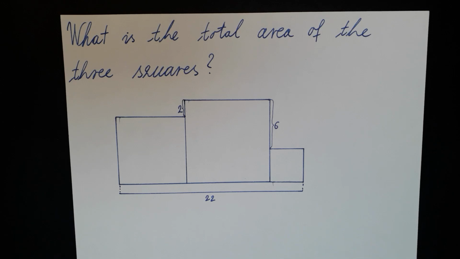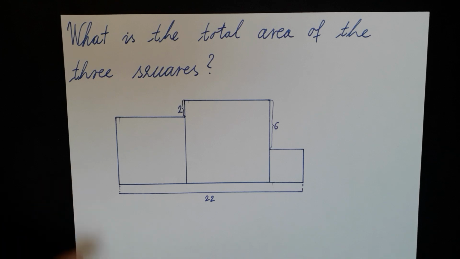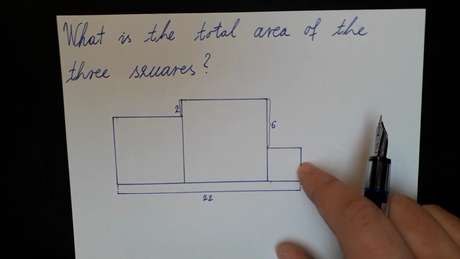In this video, I will show you how to solve this problem. What is the total area of the three squares? We have these three squares, the big one in the middle, then the smaller one on the left side, and the little one on the right side.